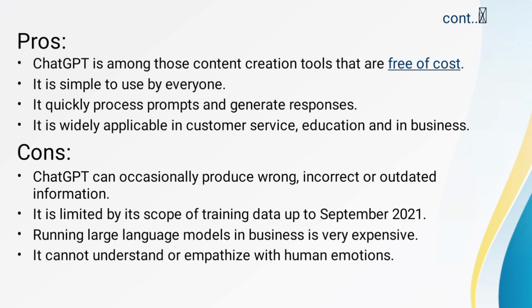Also, it has some disadvantages. ChatGPT can occasionally produce wrong, incorrect, or outdated information. Its information is limited up to September 2021, and running large language models in business is very, very expensive, and it sometimes cannot understand or empathize with human emotions.